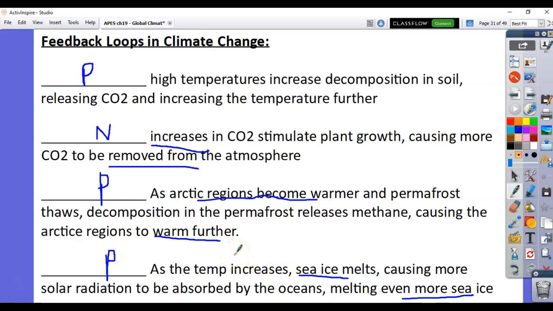So positive and negative feedback loops, I know we did it in chapter 2, so I knew it would be a review here. So I just wanted to touch on that.